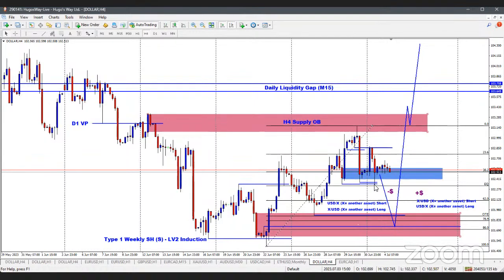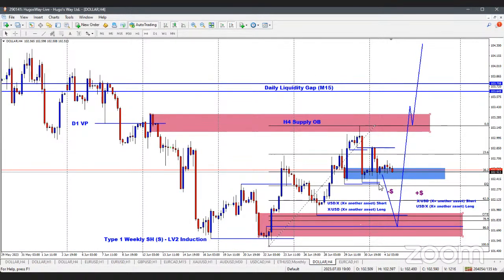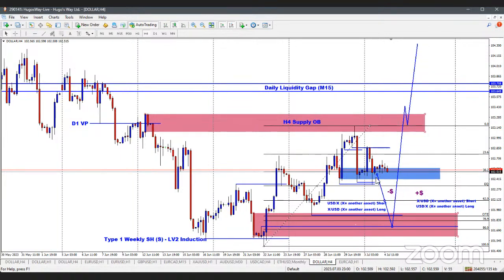Now, I like my lines to be straight, so I always put the effort in to make sure I get it straight. Here we go, much better.